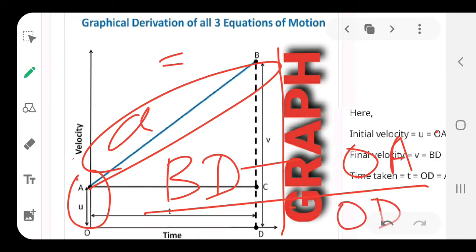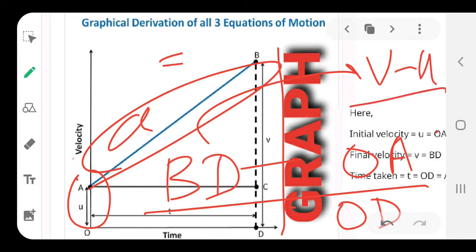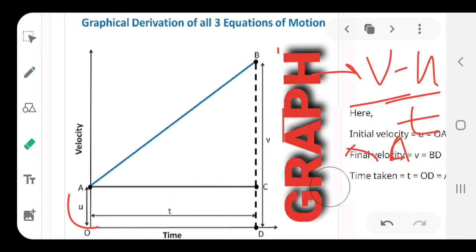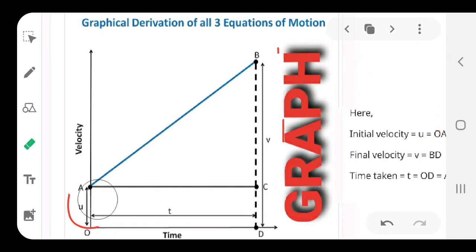Now you should know BD is nothing but V, minus OA, which is U. Write them properly, and OD is T. So, ultimately you get the equation, and then you just solve it by replacing the values and get the answer. Okay. So, that is the first equation of motion.